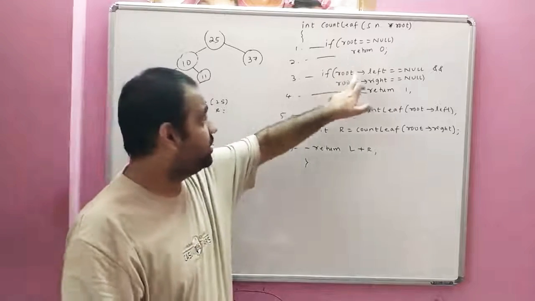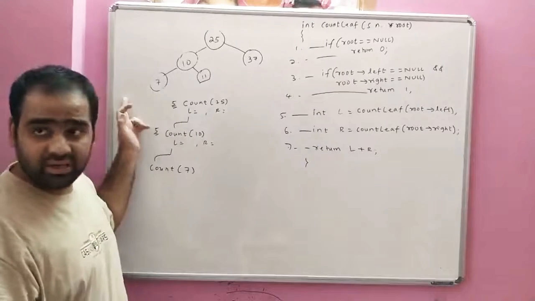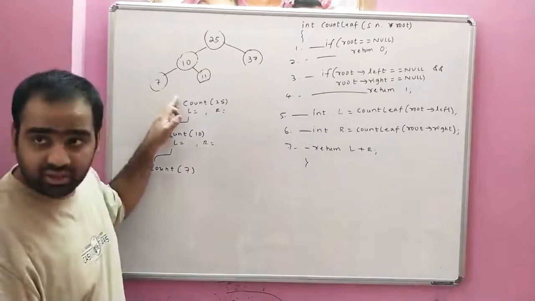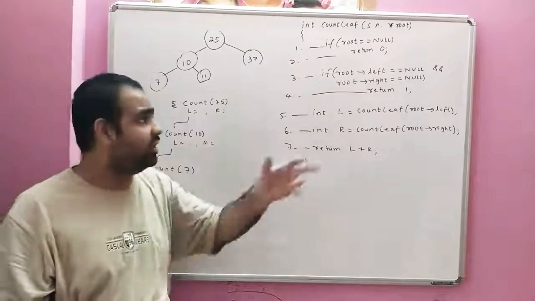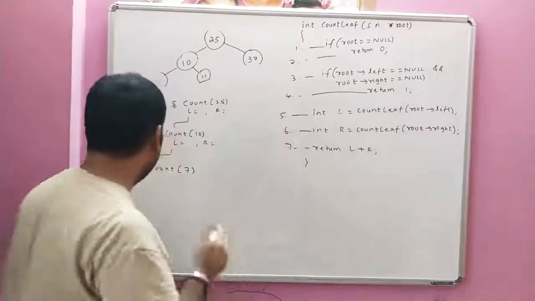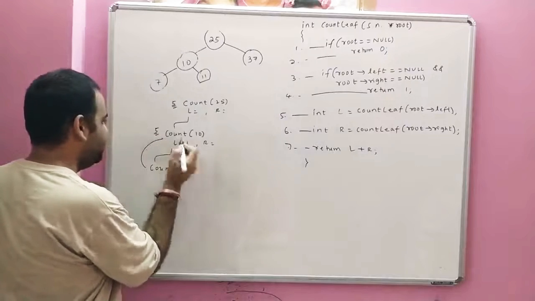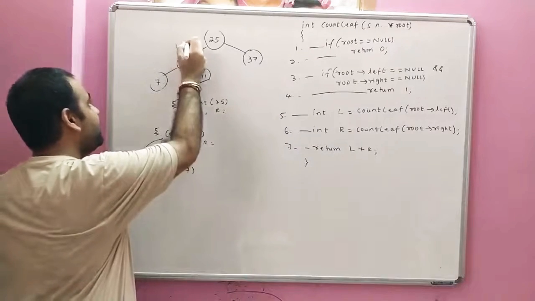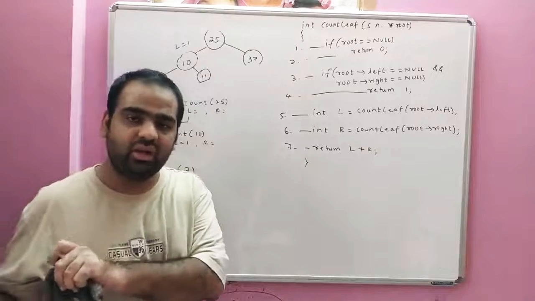Is 7 equal to null? No. 7 arrow left is equal to null? Yes. 7 arrow right is equal to null? Yes. That means it is a leaf node. Therefore you return 1. That means one leaf node is found. Where do you return 1? To line number 5. That means with respect to 10, the number of leaf nodes on LHS are 1.